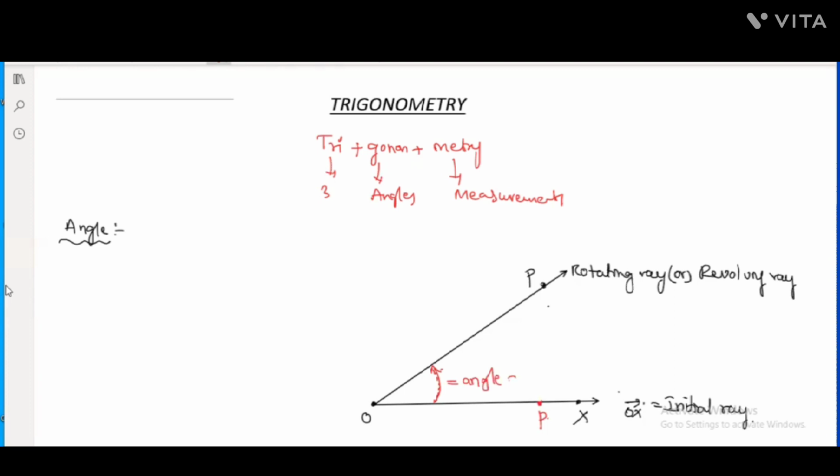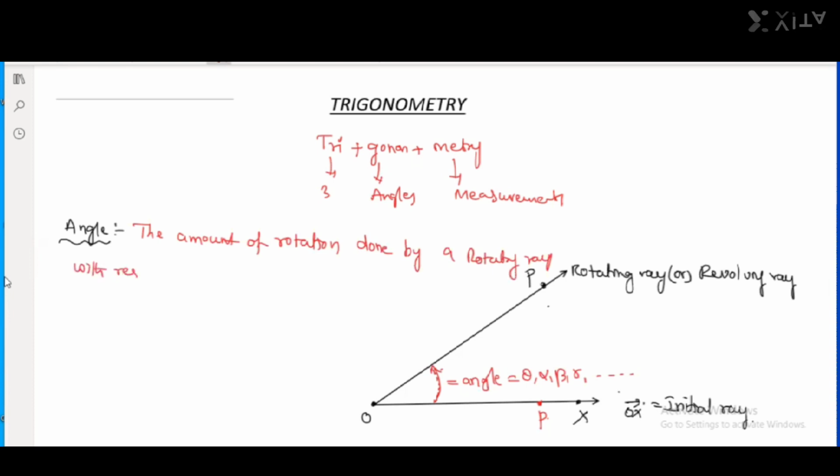Usually it is denoted with theta, alpha, beta, gamma, and so on. So how can we define it? The amount of rotation done by a rotating ray or revolving ray with respect to a fixed ray is called angle.